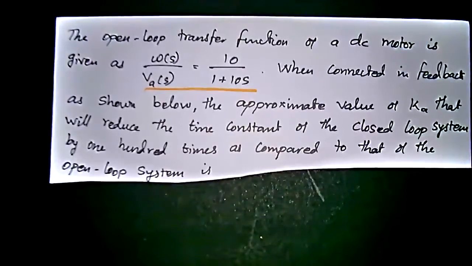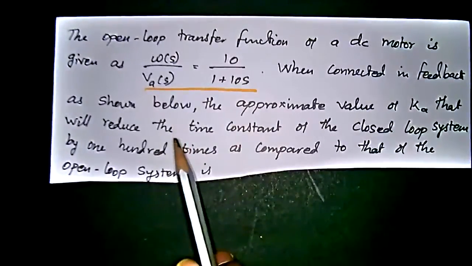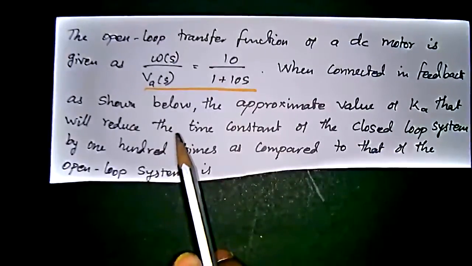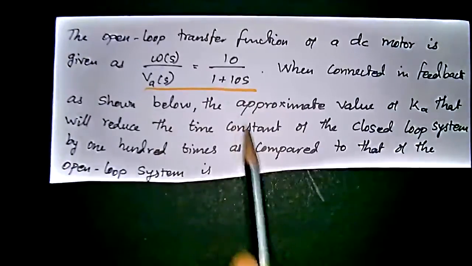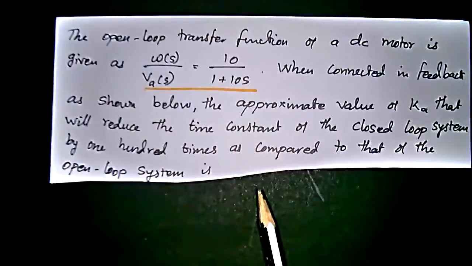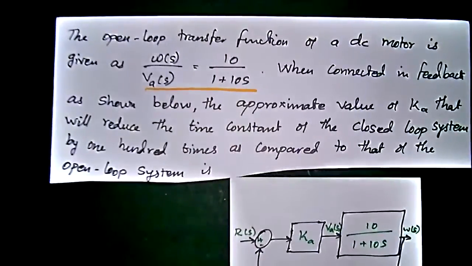Hi, we have the question: the open loop transfer function of a DC motor is given as W(s)/V(s) = 10/(1+10s). When connected in feedback as shown below, the input to the DC motor, that is R(s), is given as 1/(1+10s).